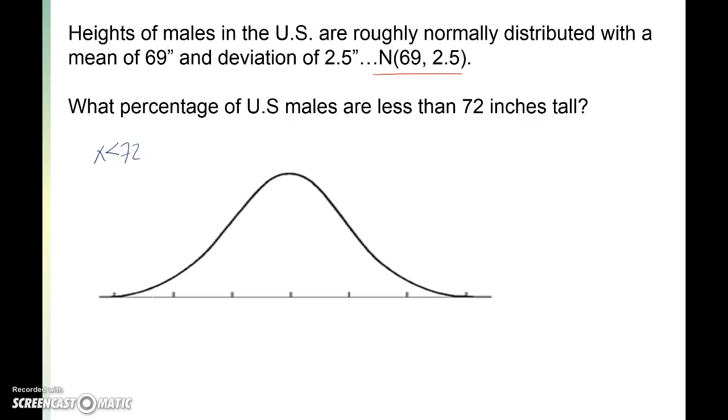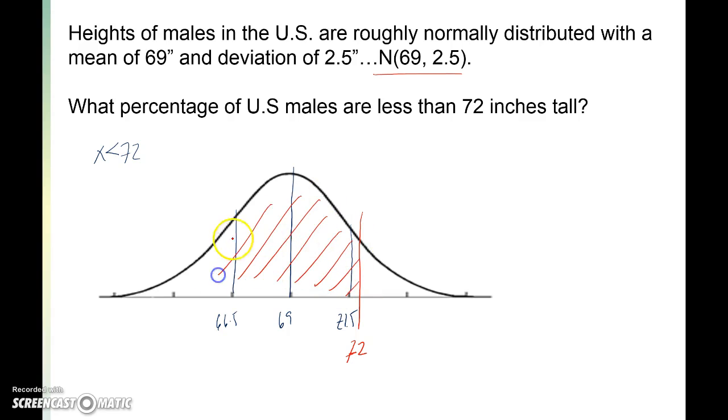Okay, so what do we need to do? Well, again, a picture's worth 1,000 words here, so let's go ahead and label our picture a little bit, get some values on here. 69, go up one standard deviation to 71.5. I don't really need to go down one, but I'm just going to do it anyway, 66.5. All right, so what am I looking for? I am looking for less than 72. So 72 is going to be about here. Label that. Okay, so I'm going to shade that whole area. That's what I'm looking for. That's a lot of that curve.